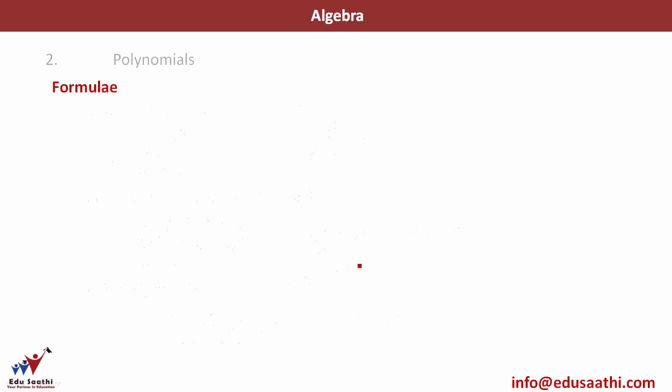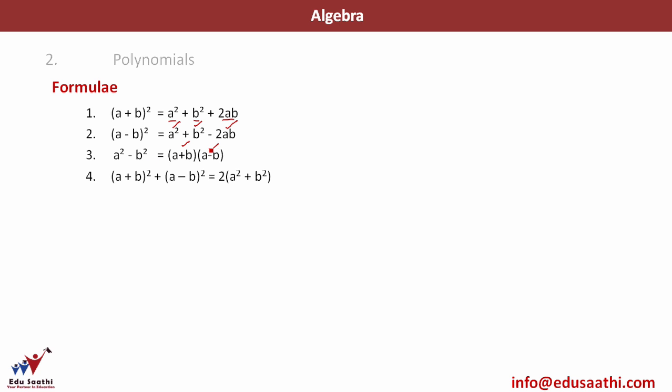So certain formulas that I need to remember when I'm looking at the case of polynomials. The first formula is (a + b) whole square. Expansion would be a square plus b square plus 2ab. (a - b) whole square will be a square plus b square minus 2ab. a square minus b square will be written as (a + b) into (a - b).